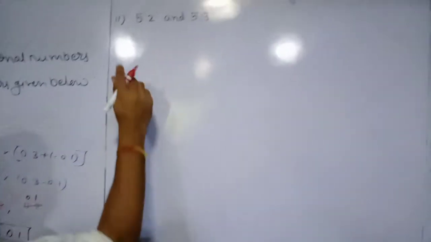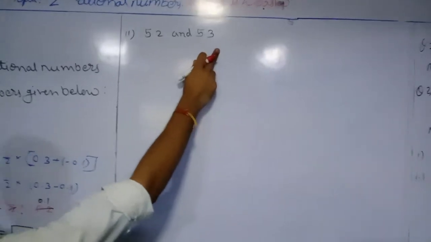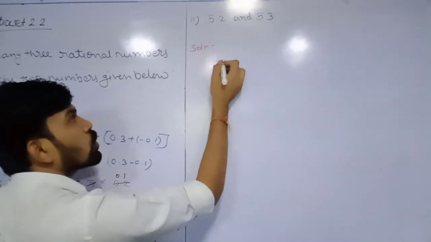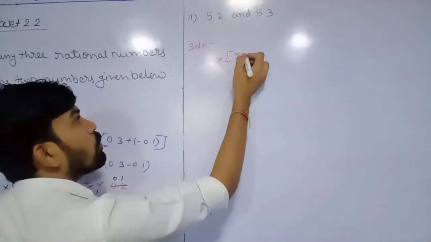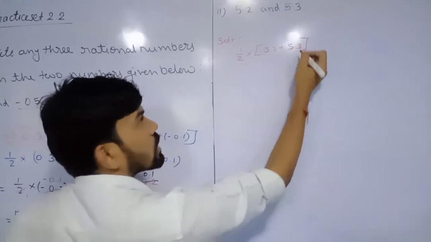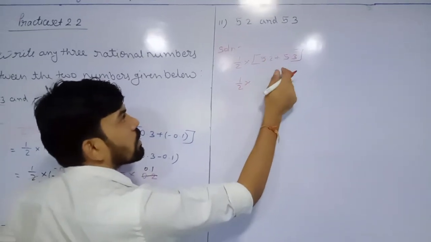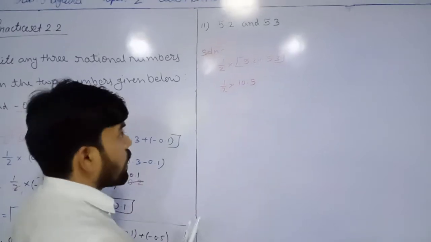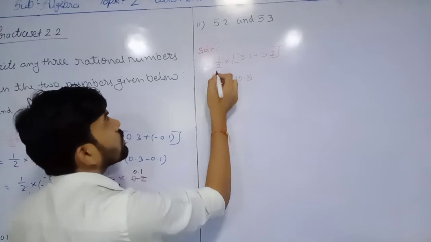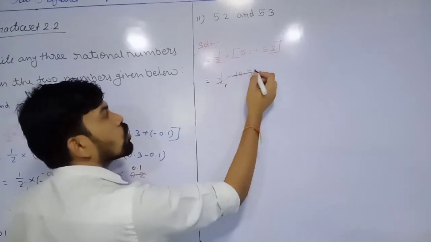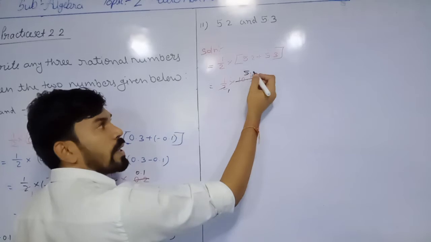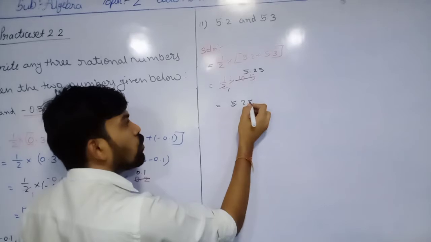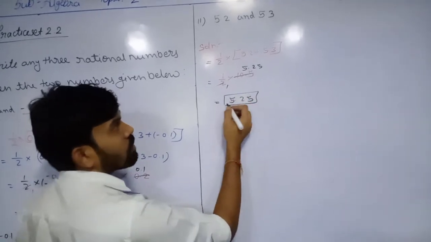Here we have 5.2 and 5.3. Let's start. As I said, 1/2 into, in bracket, 5.2 plus 5.3. This way 1/2 multiplied by 10.5. Let's do the cancellations. Yes, 2 ones are 2, 2 5s are 10, 2 2s are 4, 2 5s are 10. So 5.25, it will be the first number we got.